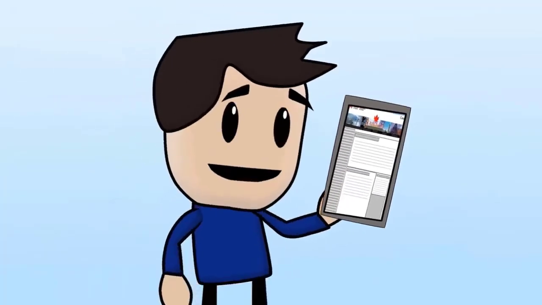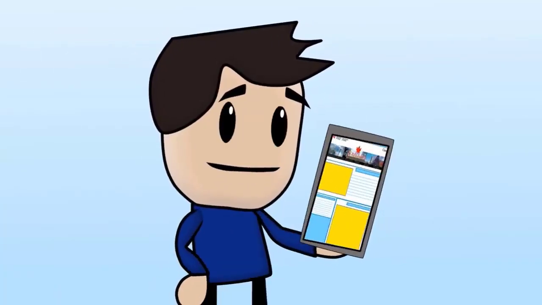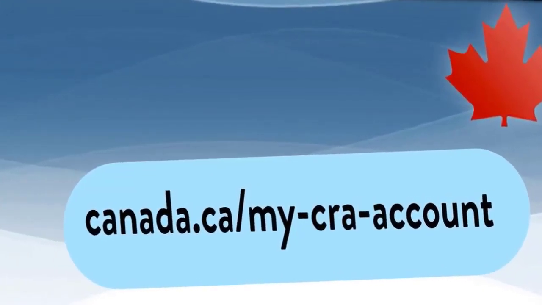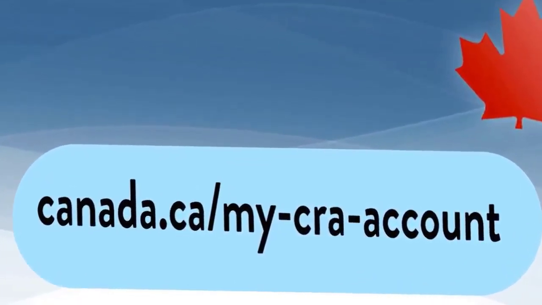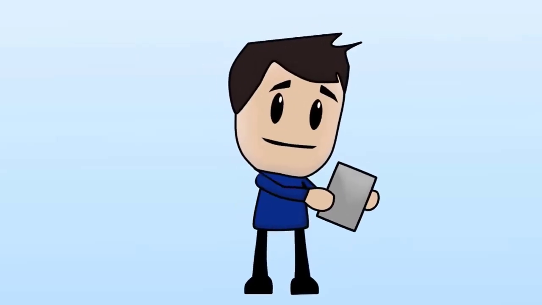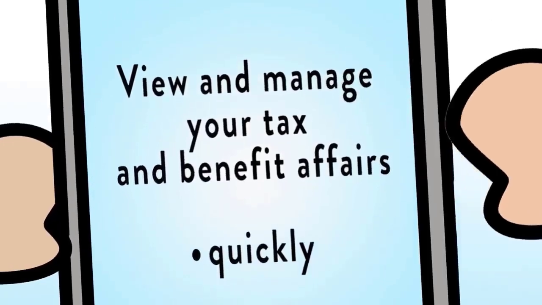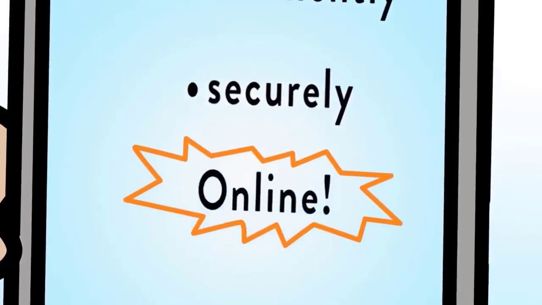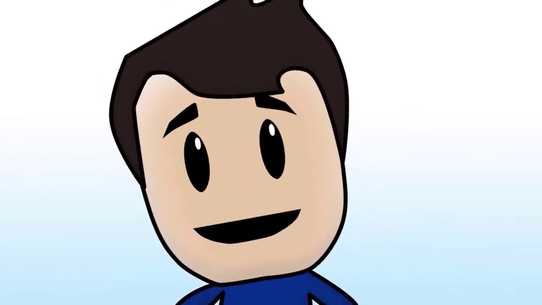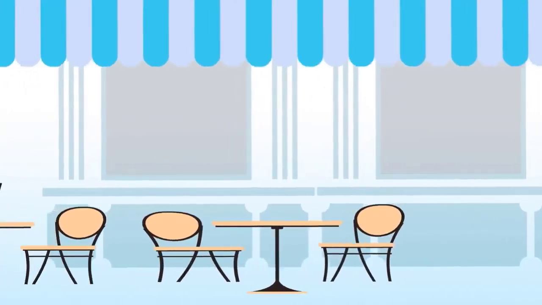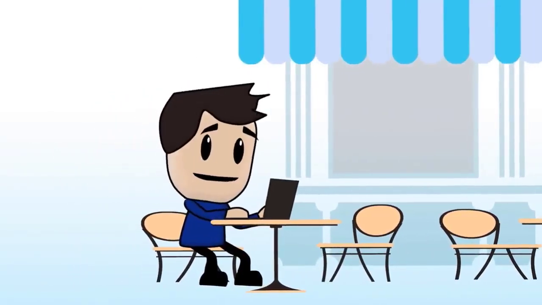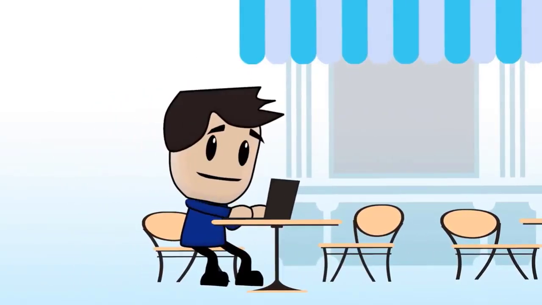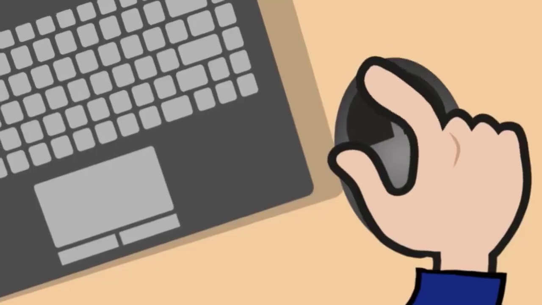Mike likes to do things the easy way. Recently, Mike read that My Account, the Canada Revenue Agency's secure portal, lets Canadians across the country view and manage their tax and benefit affairs quickly, conveniently, and securely, all online. Mike thinks this seems like a good idea. So, he found a quiet spot on his lunch break and engaged the power of technology to help him manage his tax and benefit information.